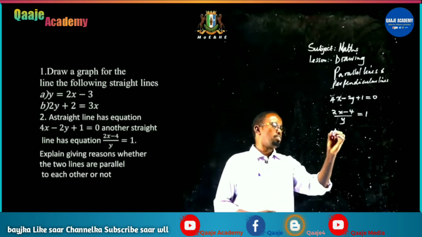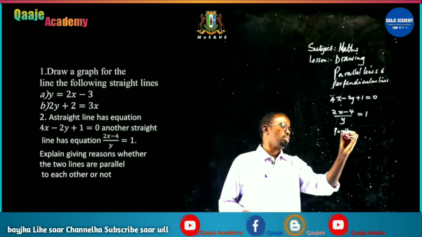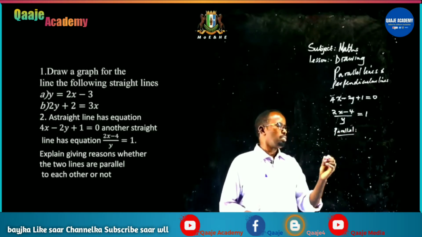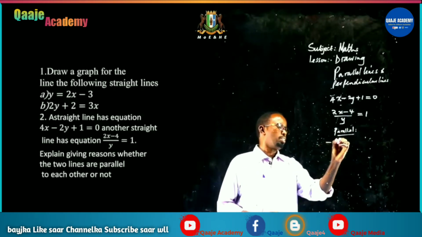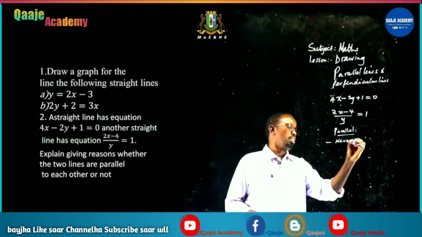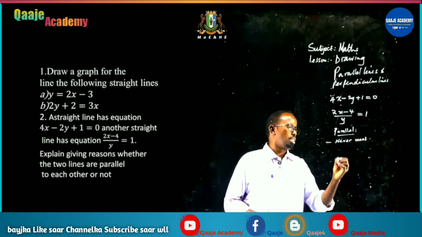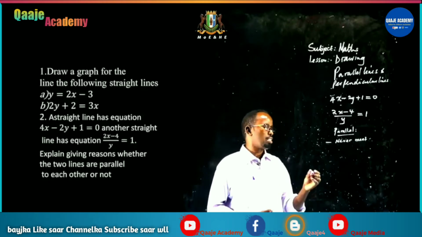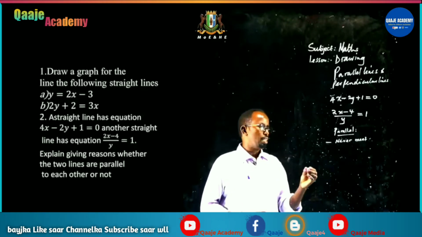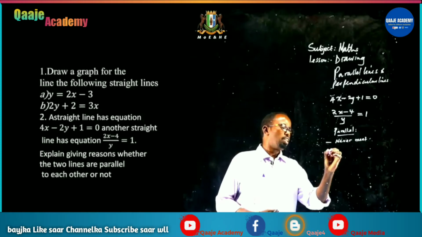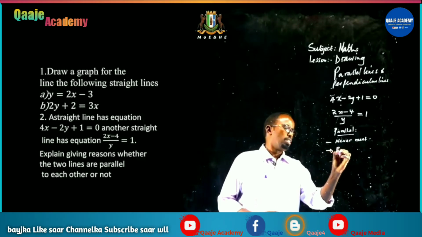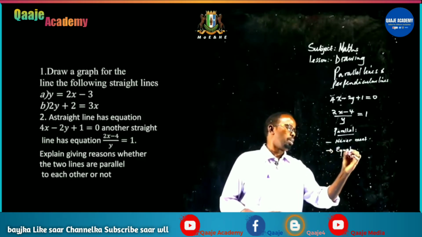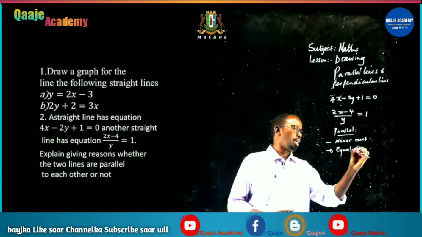Now, before we answer the question, parallel lines are lines that never meet. They never intersect. Now, parallel lines have equal gradients. This is the most important point. Parallel lines have equal gradients.